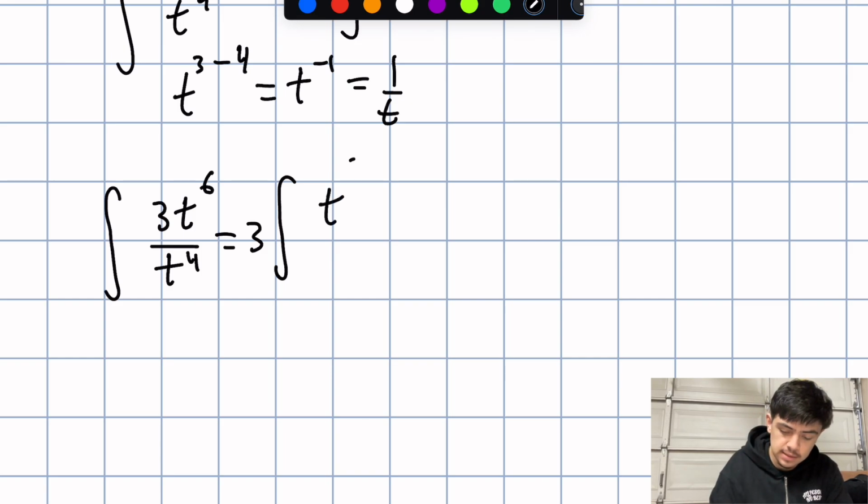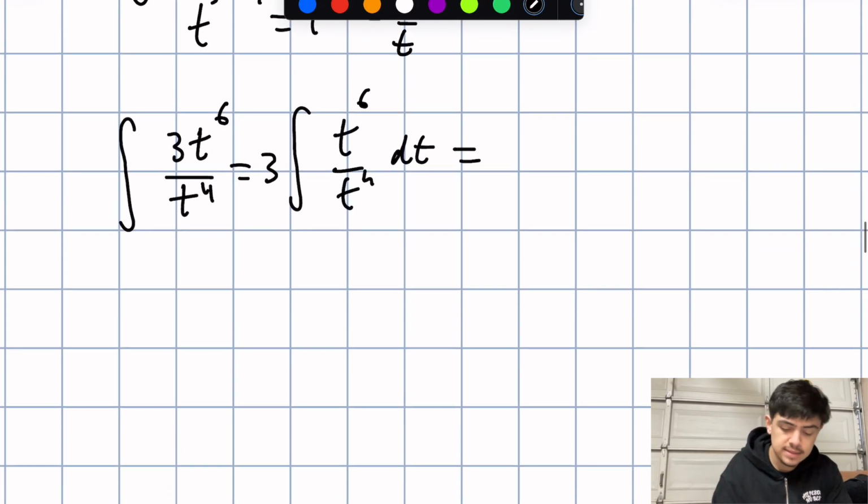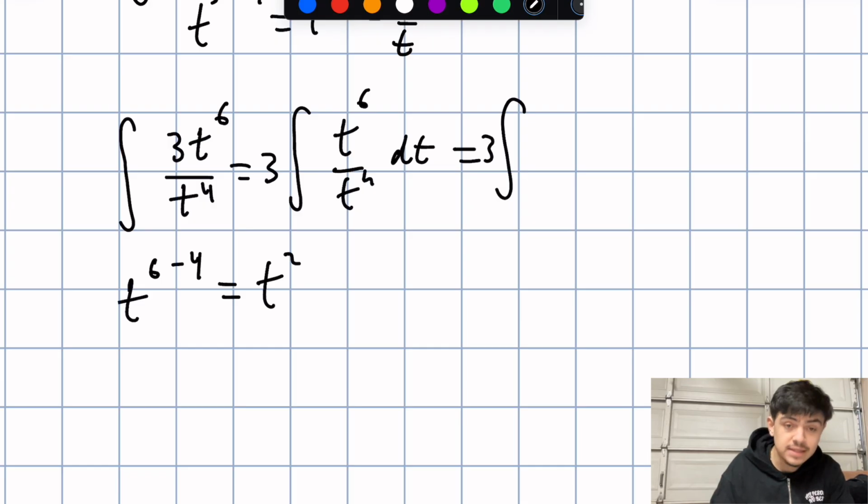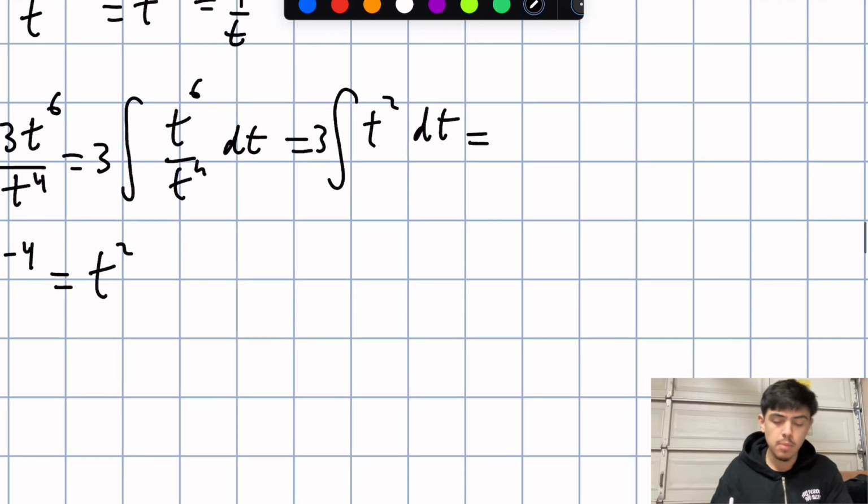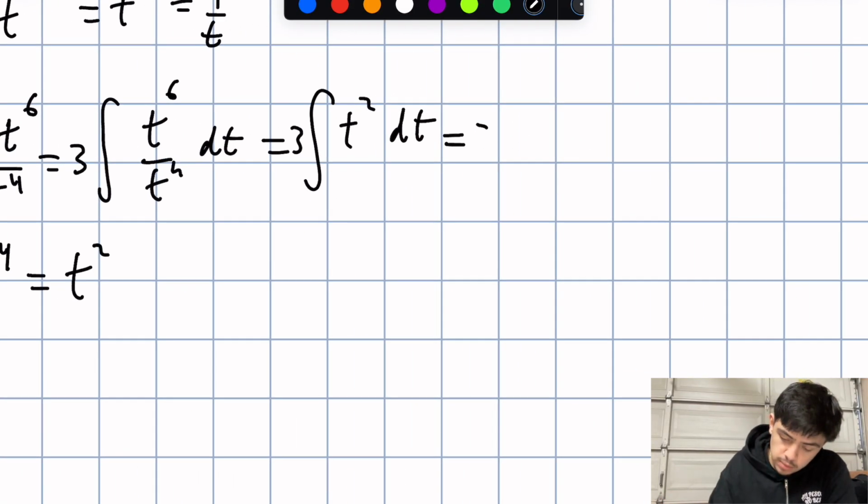So now we have t to the 6th power over t to the 4th dt. Remember, like the last example, if you have the same base and they're being divided, you subtract the exponents. 6 minus 4, which is t to the 2nd. So now we have 3 times the integral of t to the 2nd power dt. Remember, reverse power rule. So we're going to bring along the 3. We're going to do t, 2 plus 1 is 3, over 3. The 3's cancel. Remember, 3 over 3 is just 1. So we just have t cubed.